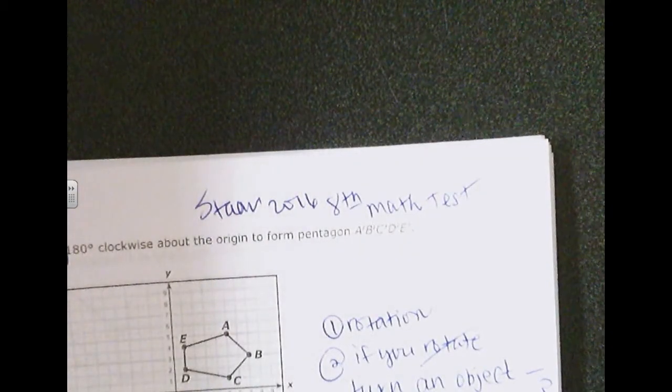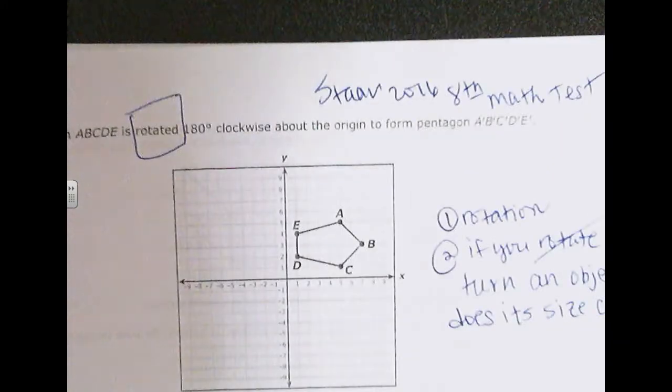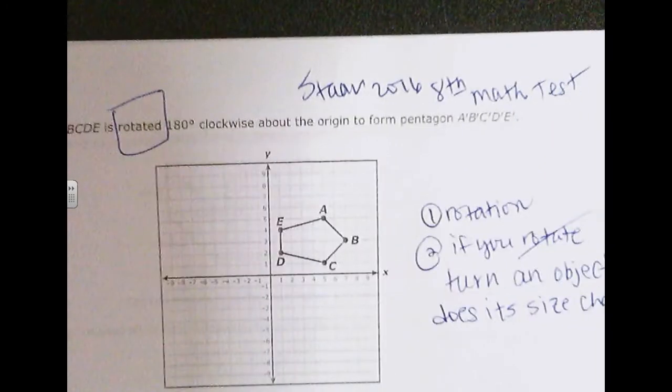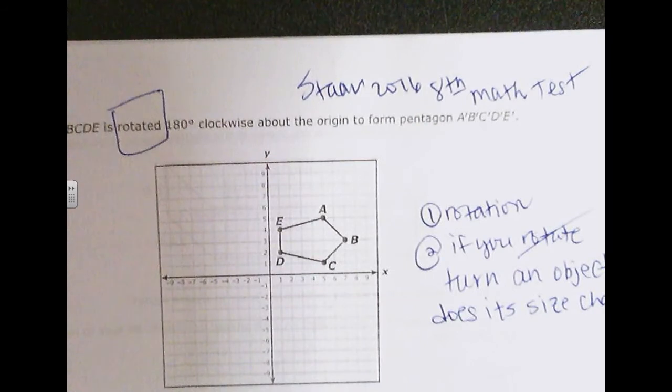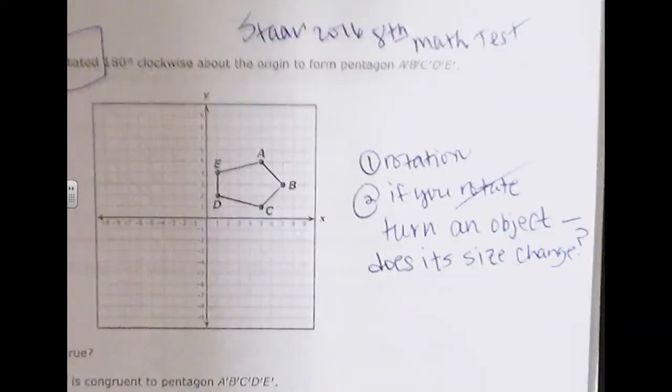Alrighty, we're going to work on the STAR test 2016 8th grade math test. Says so right at the top. Here we are, we're on question 43. It says rotate this ABCDE pentagon 180 degrees clockwise about the origin, creating all these primes. What statement is true? Now, obviously I got my 1, 2, 3 going here.